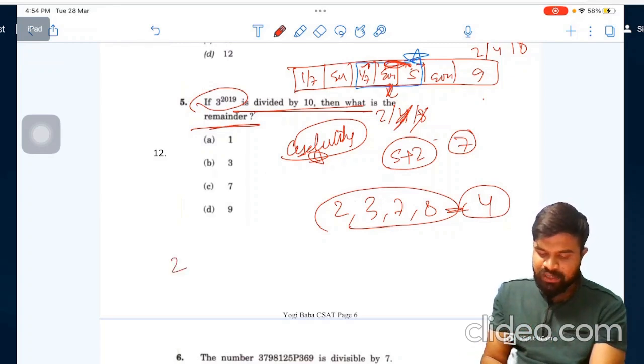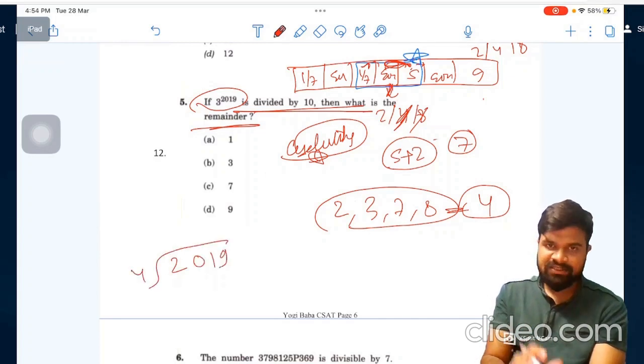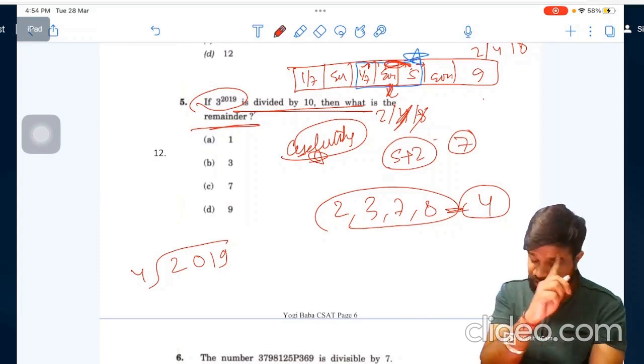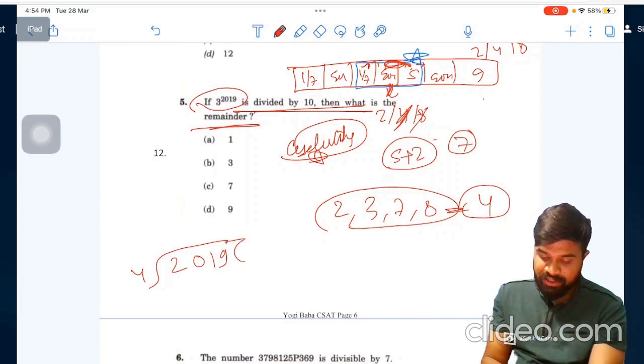So how do you do that? You just divide 2019, or any number given in the power, by 4. You just need to find the remainder. And how will you find the remainder? This is completely divisible up to 2016, so when you write 16 here, 3 will be the remainder.